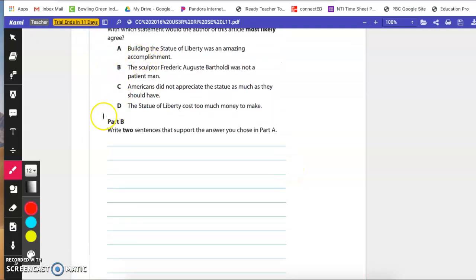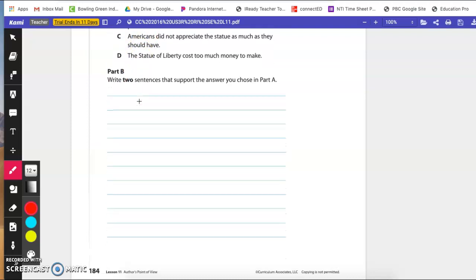After you choose your answer, you're going to write 2 sentences that support your answer from part A. So you need to go back and find 2 sentences that are opinionated, either in a negative way or a positive way, about whichever topic you chose as the answer. You can pause the video and do that now.